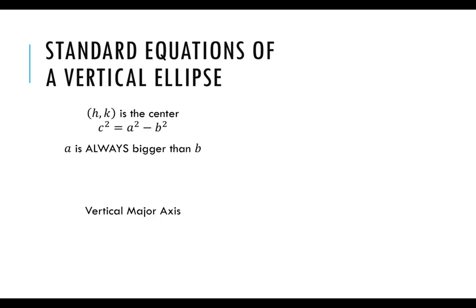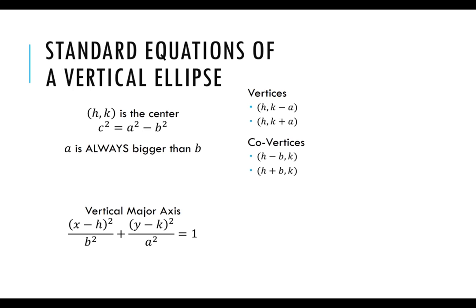Then, dealing with our major axis being vertical, the larger number is going to be under the y stuff. Remember that a is always bigger than b, and so here we have x minus h quantity squared over b squared plus y minus k quantity squared over a squared. The a being larger tells us that the major axis is vertical. Well then, all the rest of the information is about the same, it just swaps from x's to y's. And so the vertices are going to be above a distance of a and below a distance of a from the center. The co-vertices are going to be left a distance of b and right a distance of b from the center. And then the length of the axes, the major is still 2a and the minor is still 2b. Major and minor axis length will always be the same.